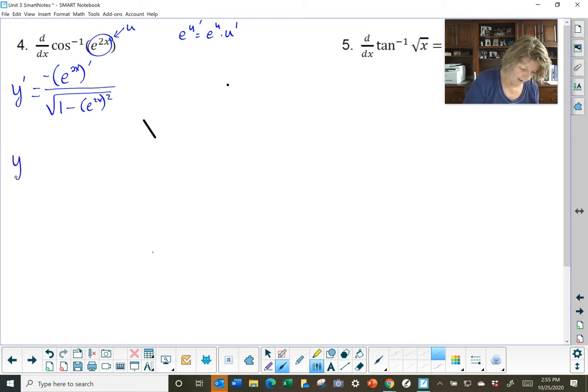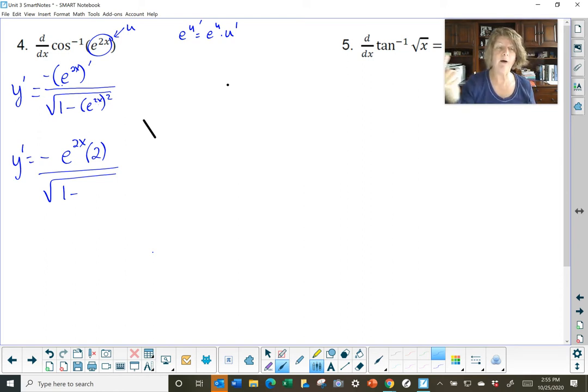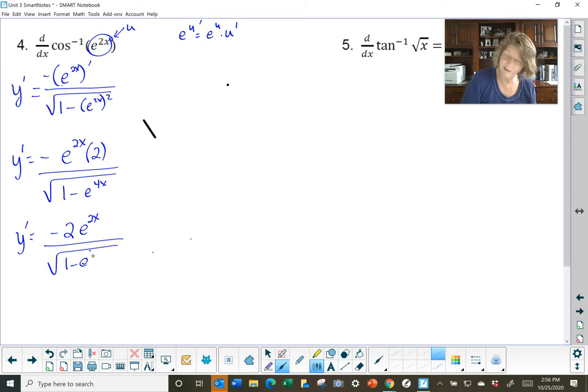Now, let's keep working. This one's got a little bit of stuff to it. The derivative on top, well, derivative of e is e to the u times u prime times a 2 is a derivative of 2x, over the bottom square root 1 minus, if I square e to the 2x, I get power raised to power. Then I multiply them. I get e to the 4x, not 4x squared. It's basically done. The only thing I'm going to do is get that 2 in front, and I will feel so much better. Okay, there we go.